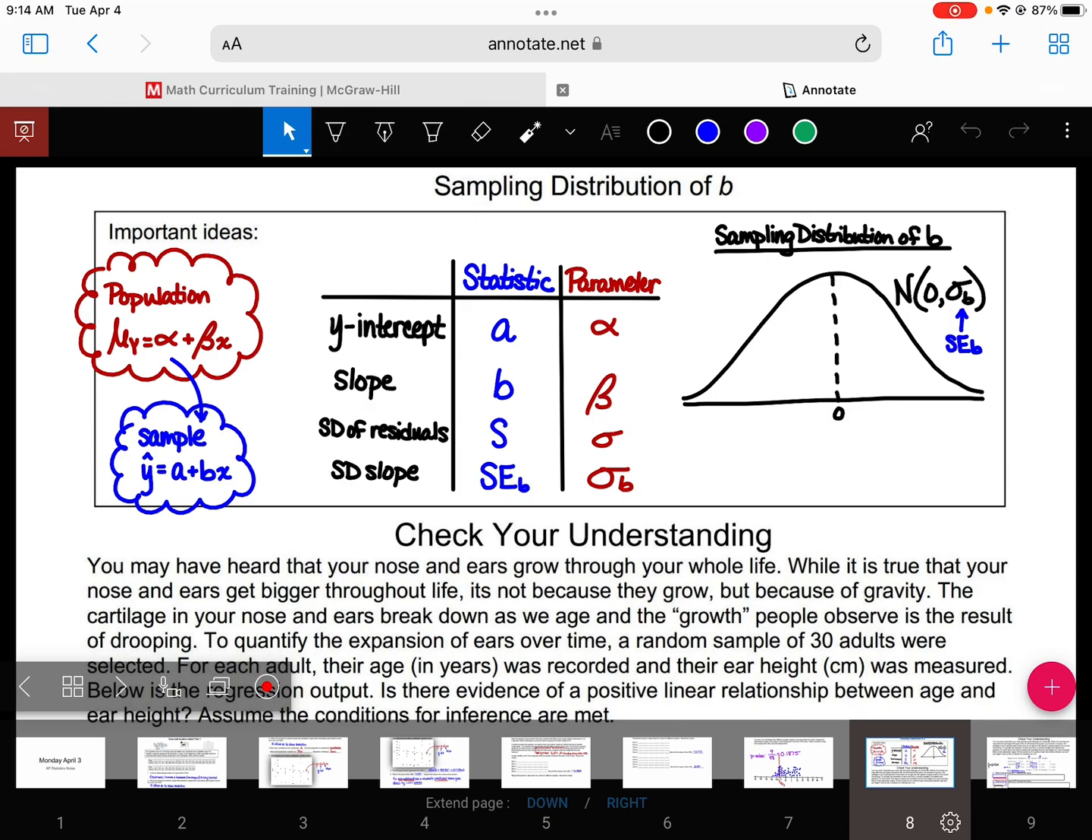The standard deviation of the residuals is s. The parameter is sigma. We've been using that notation previously. Standard deviation of our residuals is s, and the parameter is sigma. The standard deviation of the slope statistic is SEb. The parameter is sigma b.